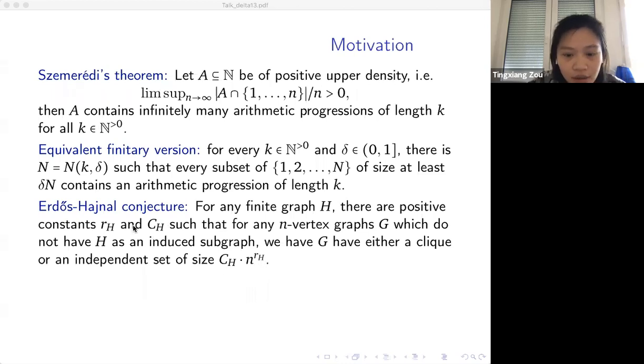Okay, I should say r_H is positive. So a very big proportion of the graph is homogeneous. It is either a clique, which means everything is connected to everything else, or it's an independent set, which means nothing is connected to anything else. Is it clear?